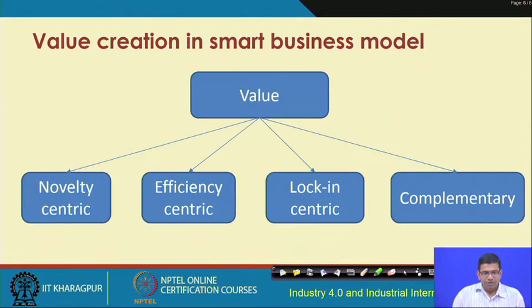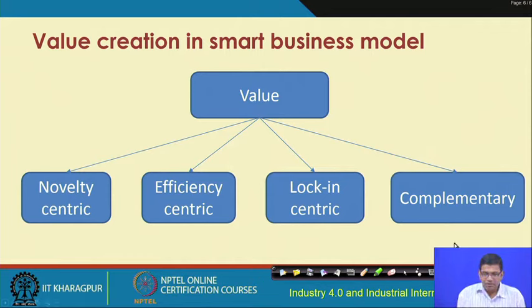So, if we are talking about the value creation in a smart business model, there are different perspectives, different aspects that will need to be understood. One is the novelty centricity, second is the efficiency centricity, lock-in centricity and the complementarity. These are the four different perspectives, four different aspects that will need to be understood.